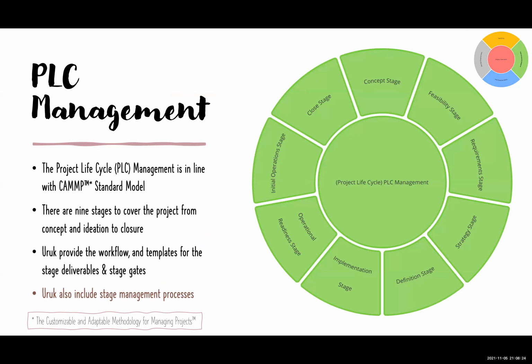And that's where we have what we are calling the PLC management, which is managing the project life cycle end to end. For the first tailored method, we are using the CAMP standard model, which has 9 stages. As you can see them here, they go from the concept stage all the way to the close stage. Now, this is the standard model. Of course, we can tailor this, and future tailored methods could have more or fewer stages, or could have different names of stages. So this is part of what we talk about tailoring in the Uruk platform.